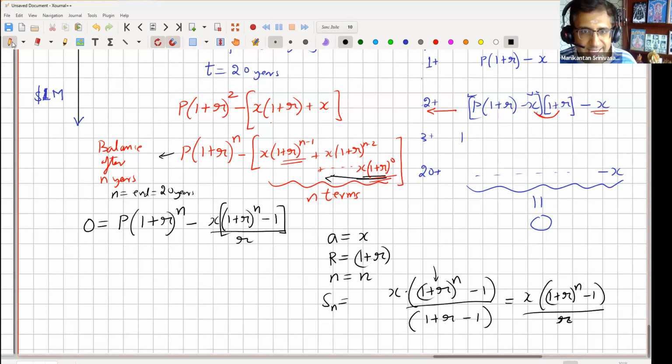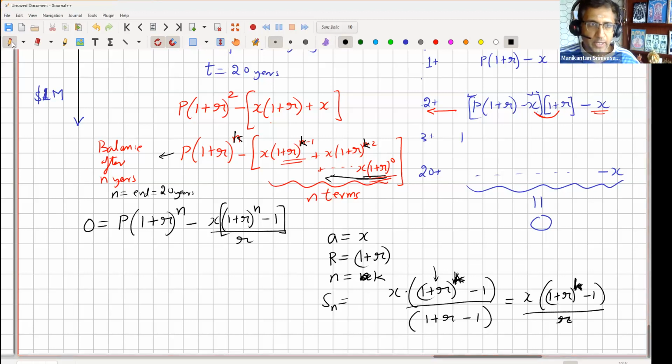So maybe I should call this K, right? For a general K, after K years, it's so much. Here also I should have maybe kept after K years. It's so much: 1 plus R power K, 1 plus R power K minus 1. So this is after the end of K years.